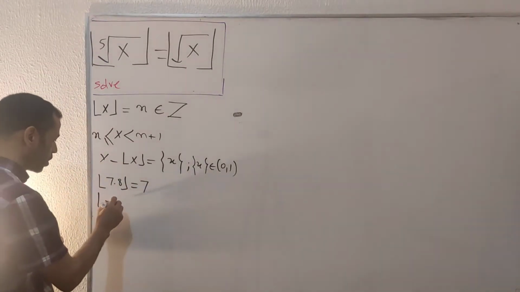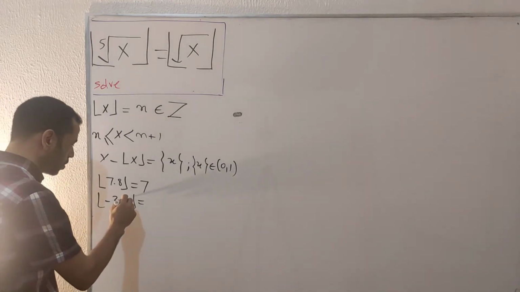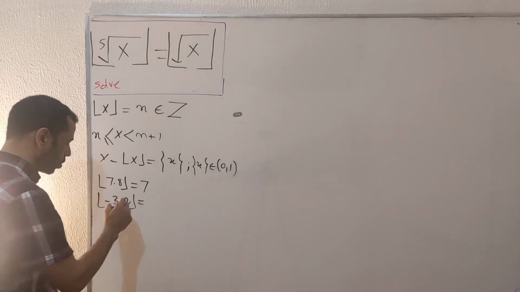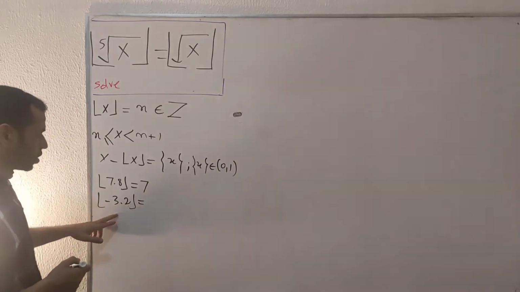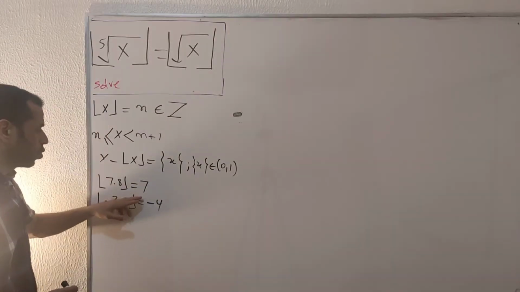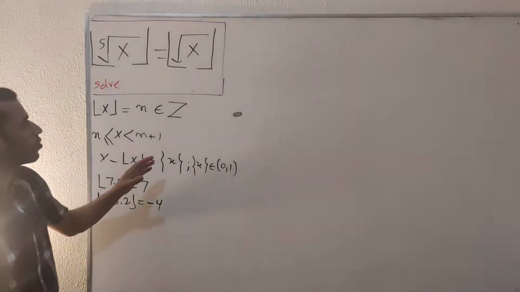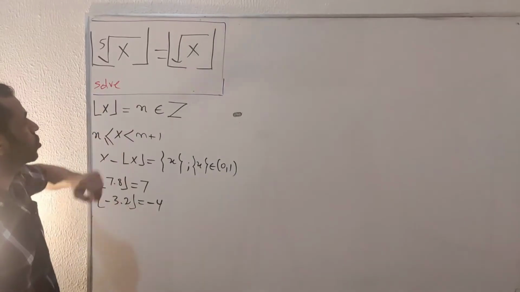So let's take a negative number, minus 3.2, okay? The floor is not minus 3, it is minus 4. This is how it goes. Always round the number down, okay? This is the definition of the floor. Now let's go through the solution.